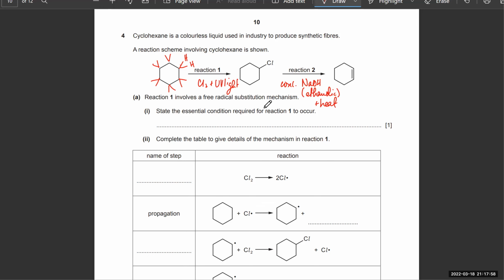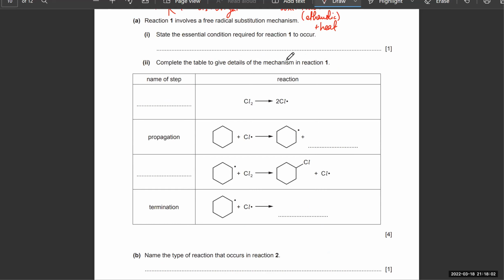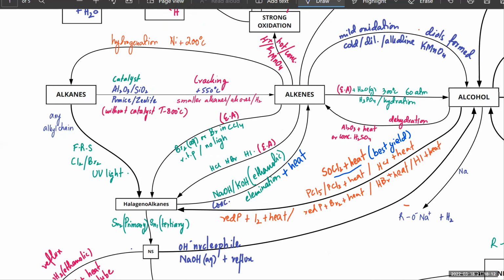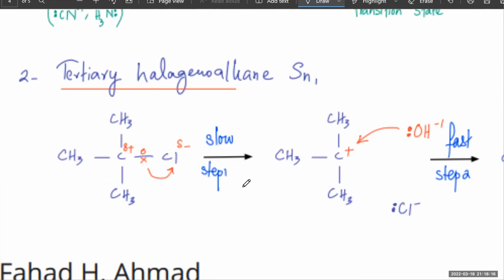And state the essential condition required for reaction one. We did that, Cl2 plus UV light. Complete the table to give the mechanism of reaction one. So name the step. The first step is known as initiation. So this is about the free radical mechanism, which is this one.